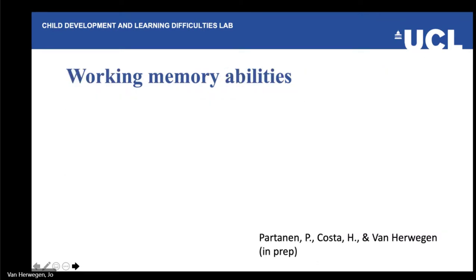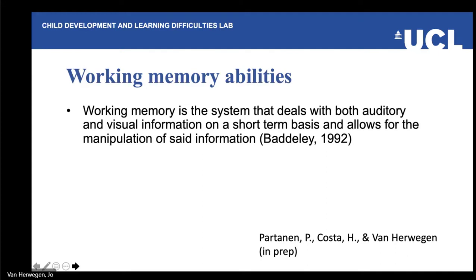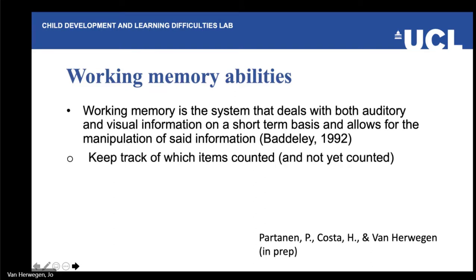Apologies for that. There are other domain general abilities that matter as well. So for example, working memory abilities really matter. So we know that working memory is the system that deals with auditory and visual information and allows you to manipulate that information. And of course, that matters in mathematics. For example, if I say 2 and add 3, then children need to keep the number 2 in mind and the number 3 in mind, and then do something with that information, which means adding that information up, for example, and manipulate that. So keeping track of which items have been counted requires working memory ability, keeping track of the numbers, as I already mentioned.